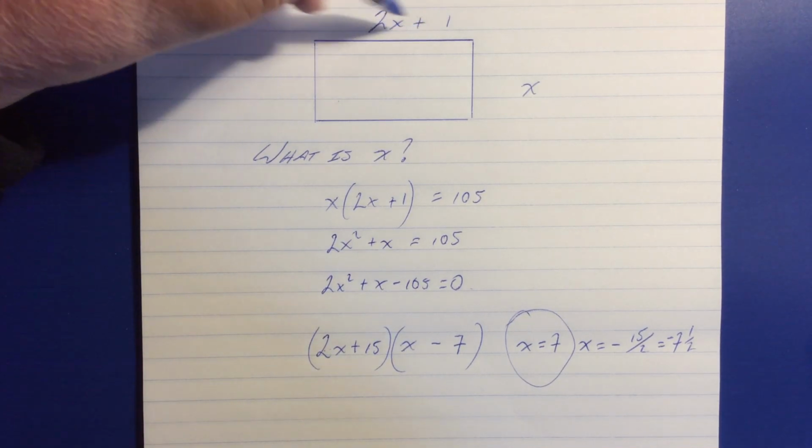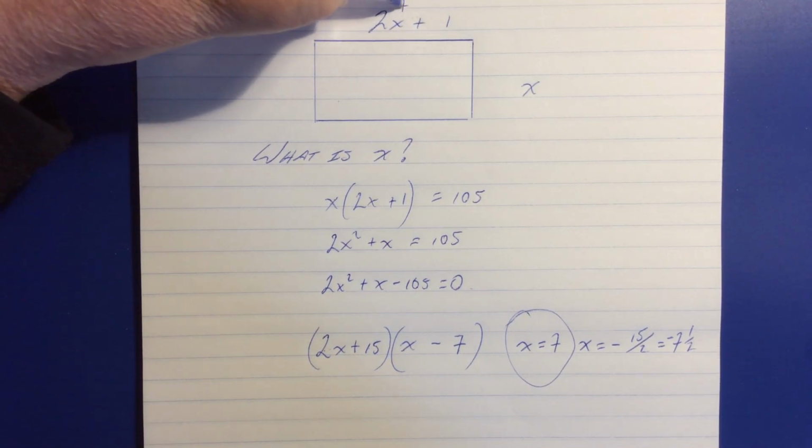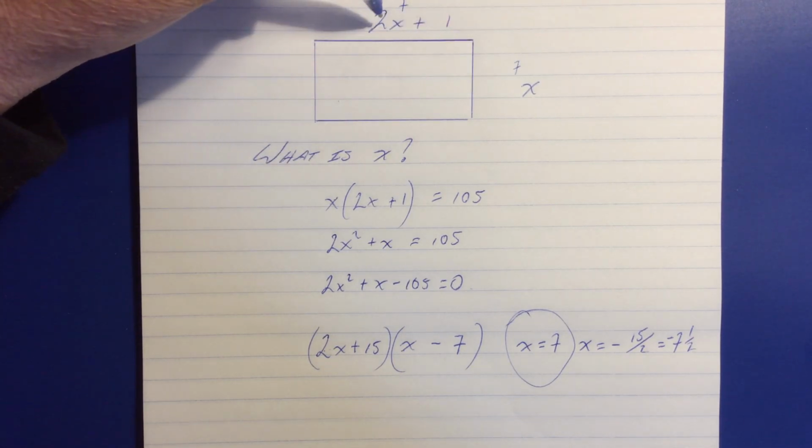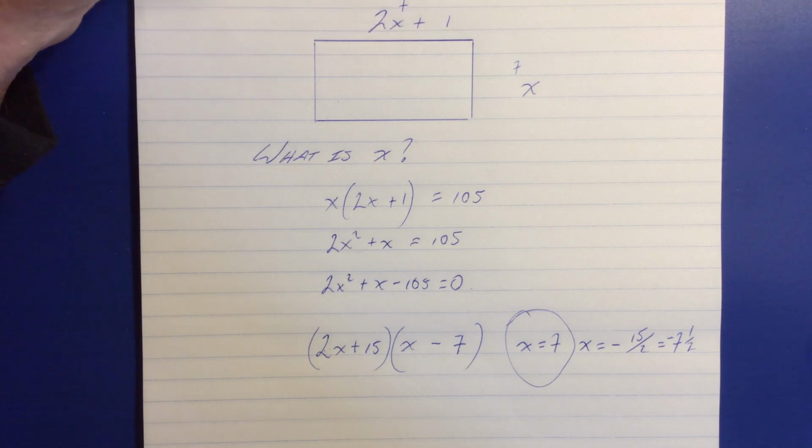And if we put that in, what we get is 2 times 7 plus 1 times 7. So 2 times 7 is 14, plus 1 is 15. 15 times 7 is 105.